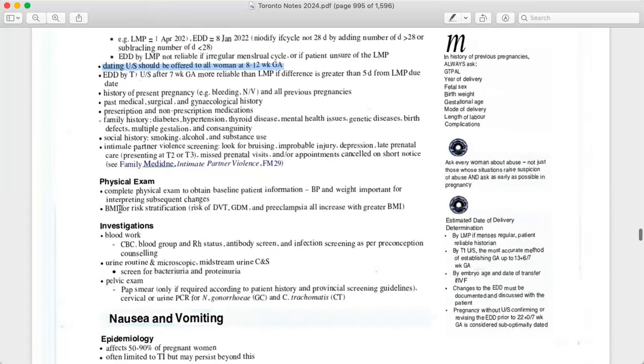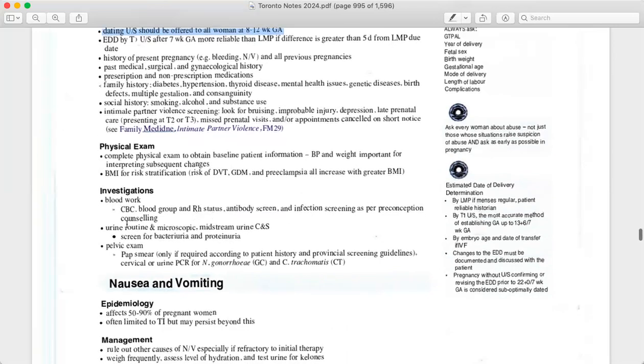Then physical examinations, you are going to do all the BP, weight, and BMI for the patient who is having DVT or GDM. Then investigations, you are going to do all the blood work because this is the first time the patient is coming. So you are going to take all the history. So blood work, urine testing, and pelvic exam, including the pap smear to rule out any chlamydia or gonorrhea.